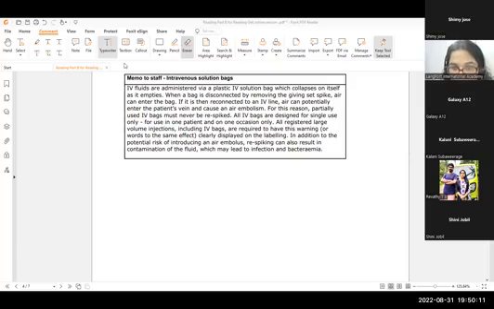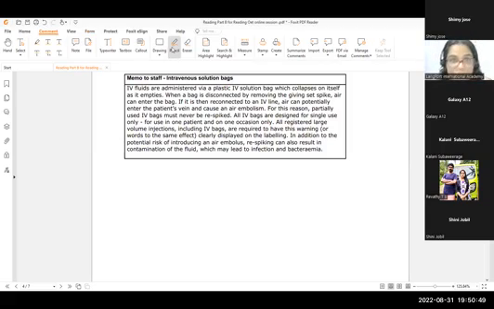Yes, that's it. Okay, all right. Jismi, can you unmute yourself? Read the heading and the first sentence for me. Memo to staff, intravenous solution bags. IV fluids are administered via a plastic IV solution bag, which collapses on itself as it empties. So this is a memo for the staff, and it talks about intravenous solution bags.